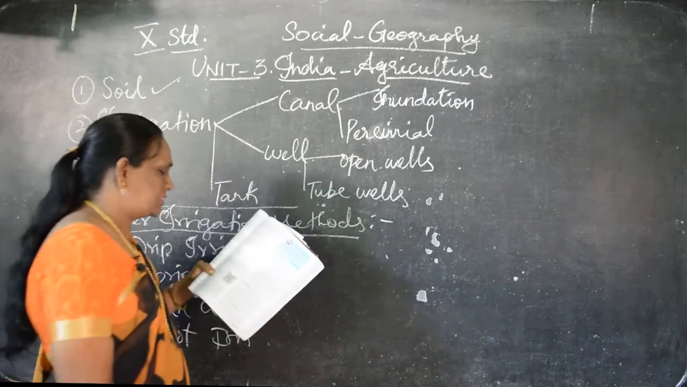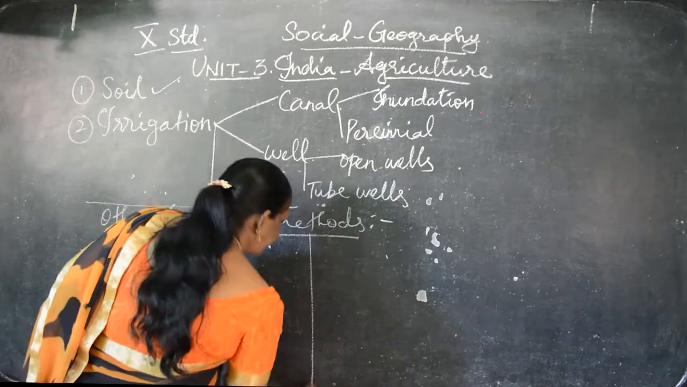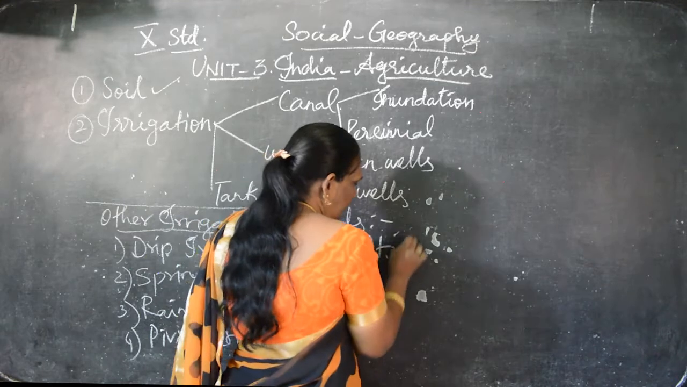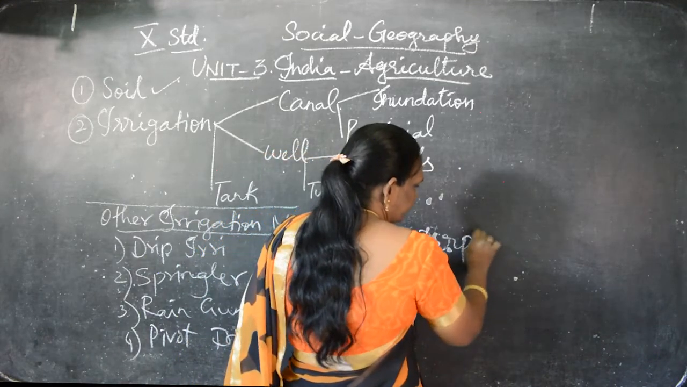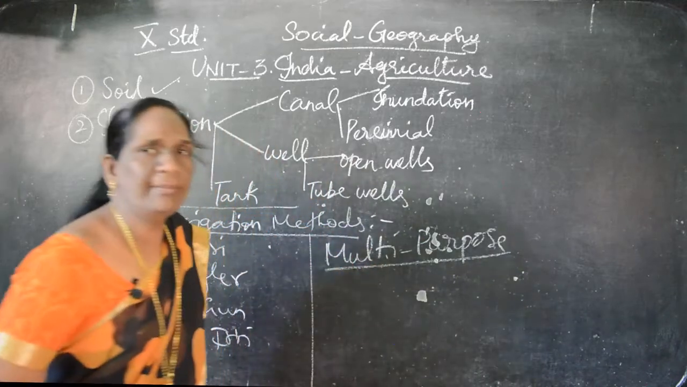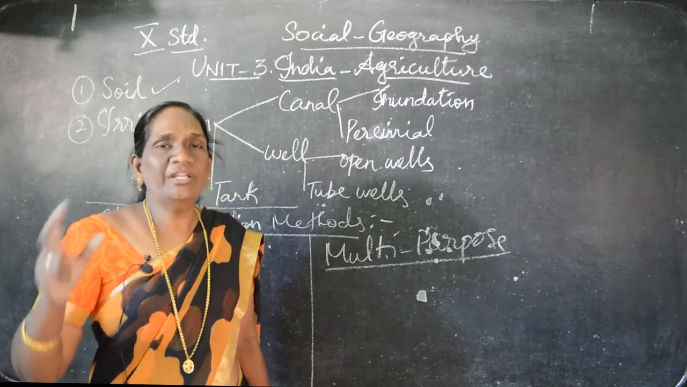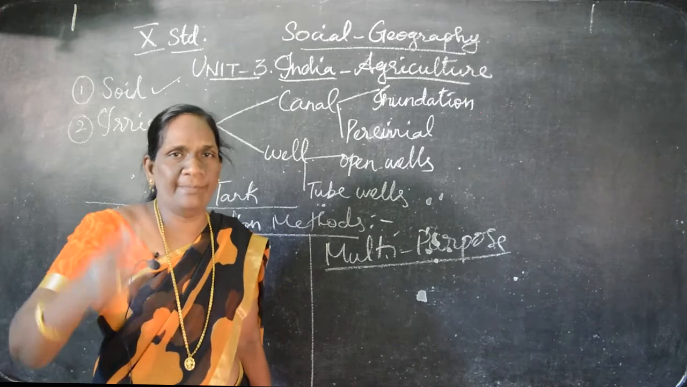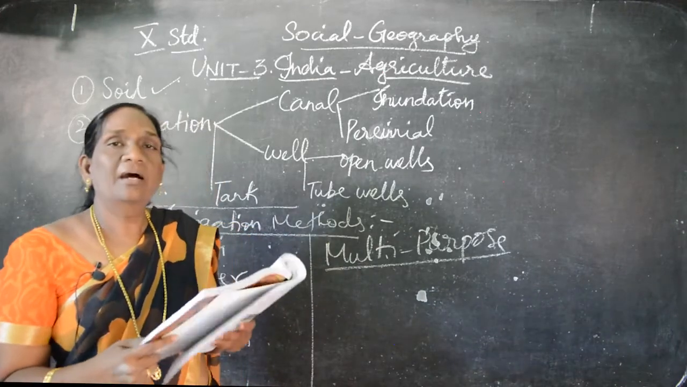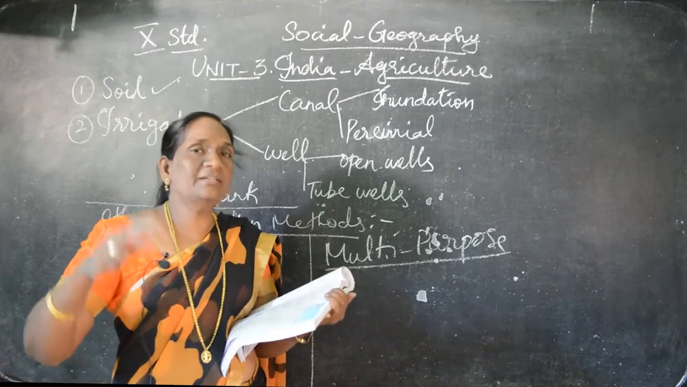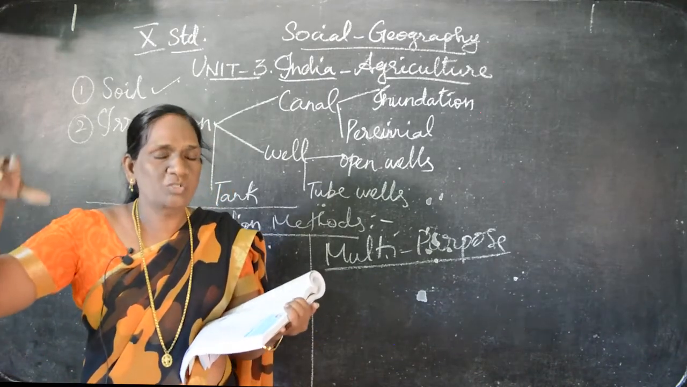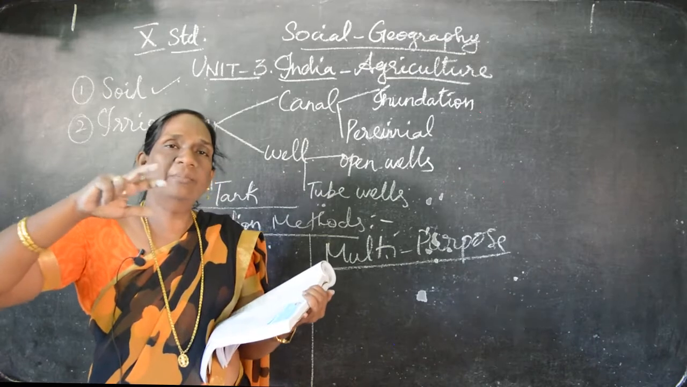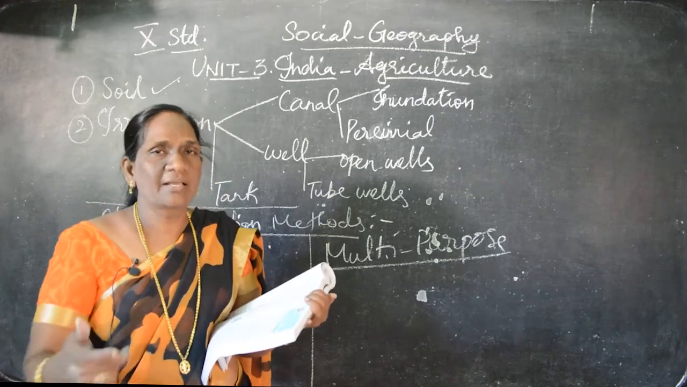Next one, multi-purpose river valley project. Another important topic is multi-purpose. What is meant by multi-purpose? Multi means many. So it is useful for many matters. Understand? So they are called multi-purpose projects. Let us see what they are. We can construct dams on the rivers to store the water, and we can use it for other purposes. It fulfills many purposes, so they are called multi-purpose projects.